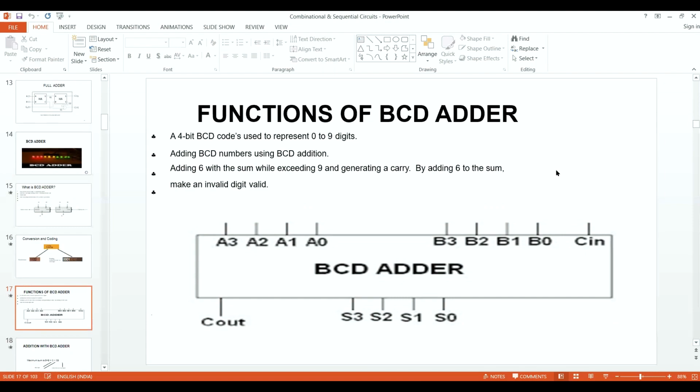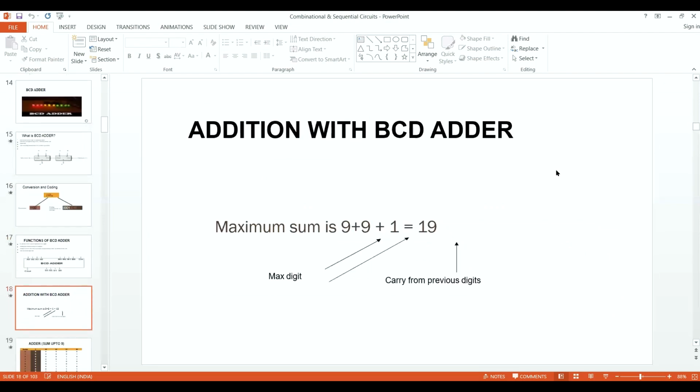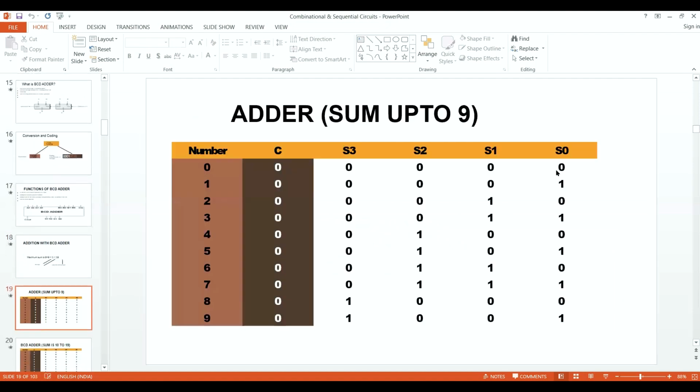So this is adding BCD numbers, in BCD addition. If your sum exceeds 9, we will generate a carry, and add 6 to the sum. It would be more clear with an example. You can see addition with BCD numbers. Say you want to add 9 plus 9 plus 1. It will be 19, so again we take the carry from the previous digit. Now it would be more clear from this.